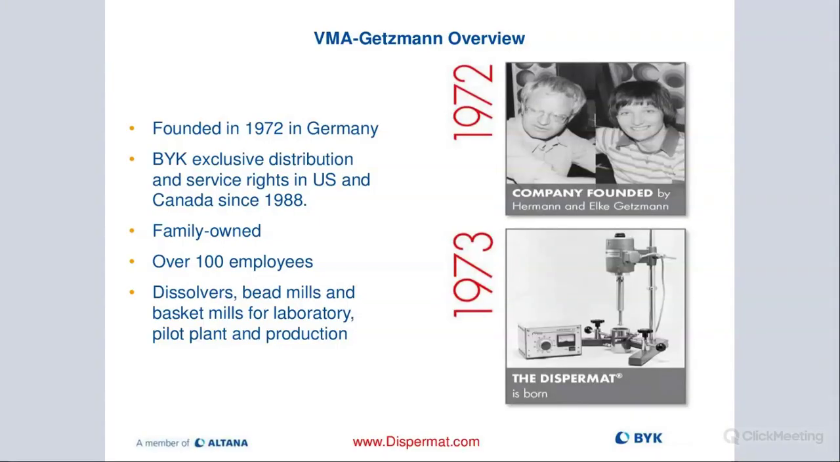So you can see the company's been around for just over 50 years, and the very first Dispermat was introduced in 1973. We still have some customers that are still working with the very old original Dispermats that they brought over to the US. These units are still operating today. The motors are direct drive, so they're really good quality and haven't had any issues besides replacing the control panel.